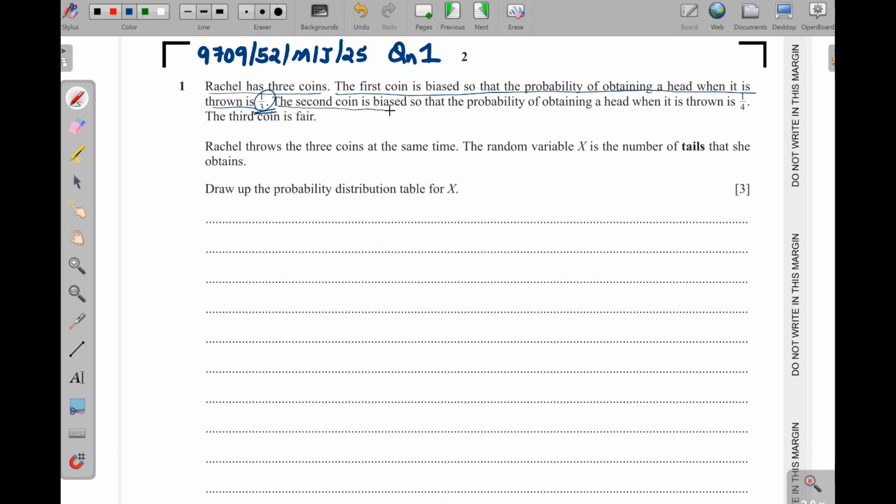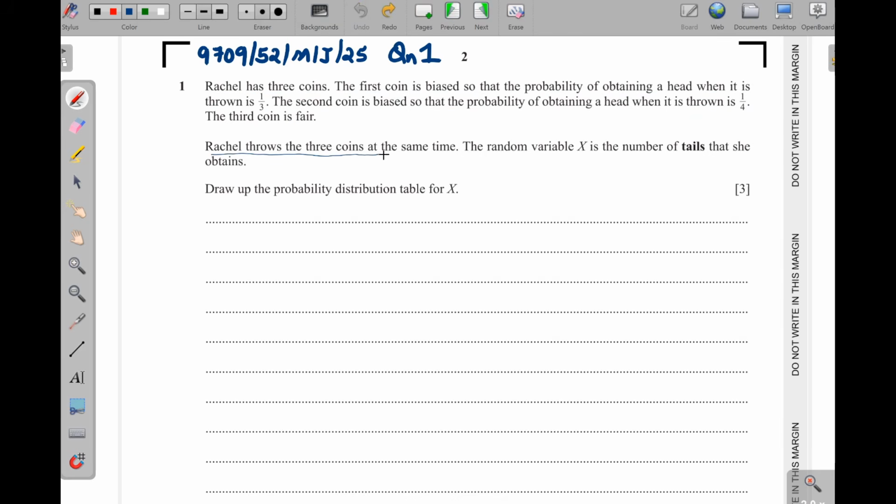The second coin is biased so that the probability of obtaining a head when it is thrown is a quarter. The third coin is fair. Now for the fair coin, you can say unbiased or fair coin. That one, the probability of obtaining a head is a half, and that of the tail is also a half.